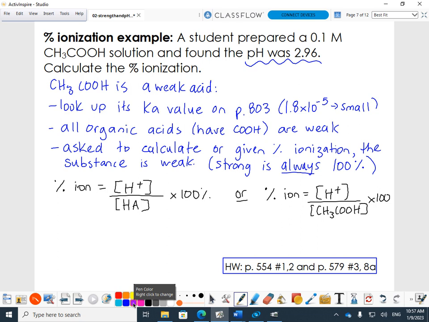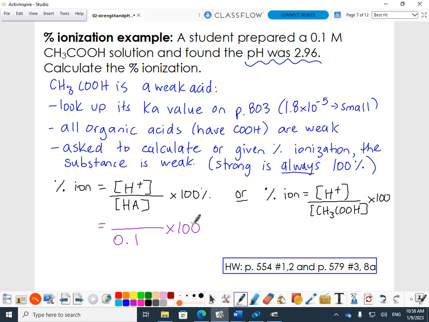Okay, so you have to fill in, if we're looking for percent ionization, that's what the question says. That means that we need to be able to find the H plus concentration, the acid concentration, and then of course percentage is always times 100. So the question says 0.1 molar acid solution. Percentage has no units except percent, so it's up to you if you want to write in the M or not. That doesn't matter.